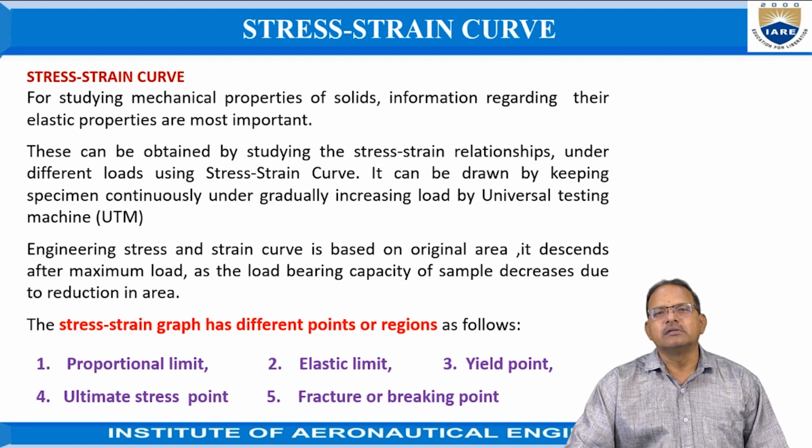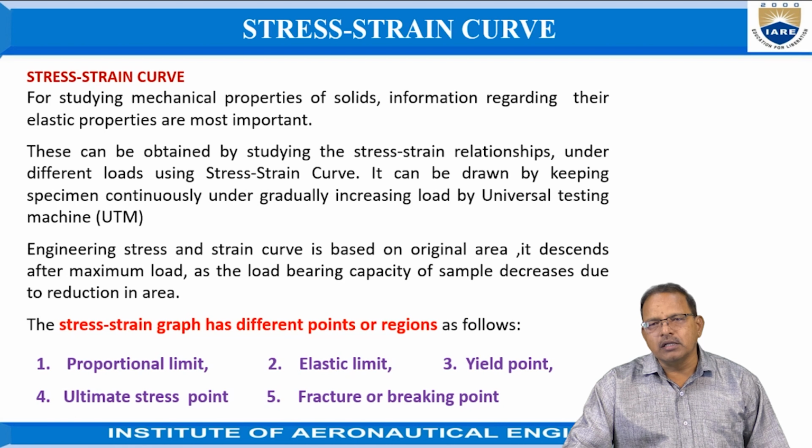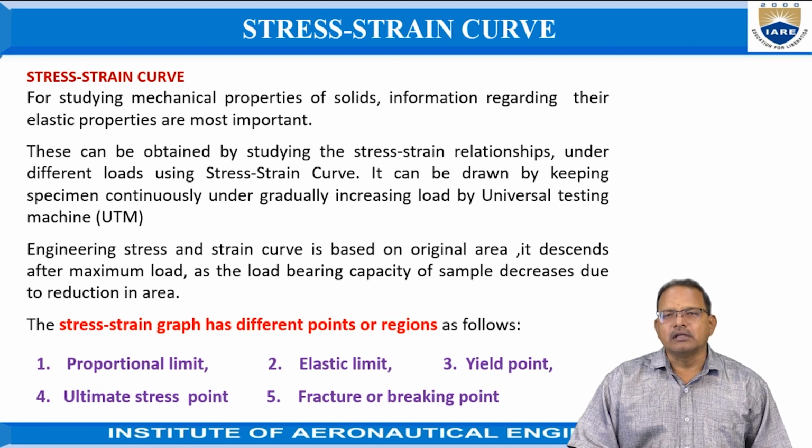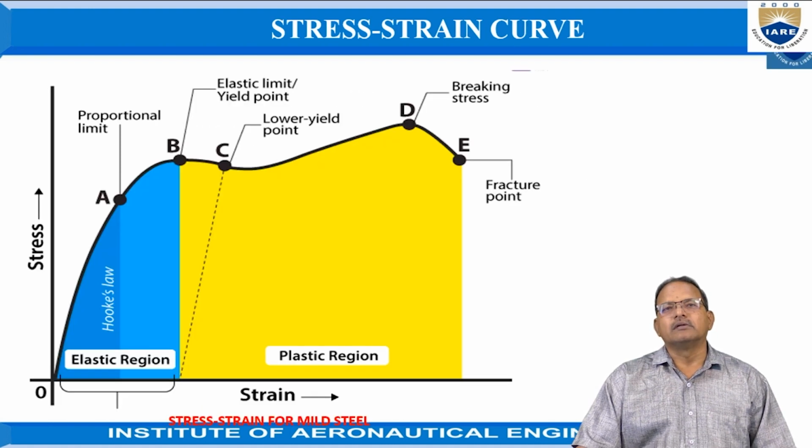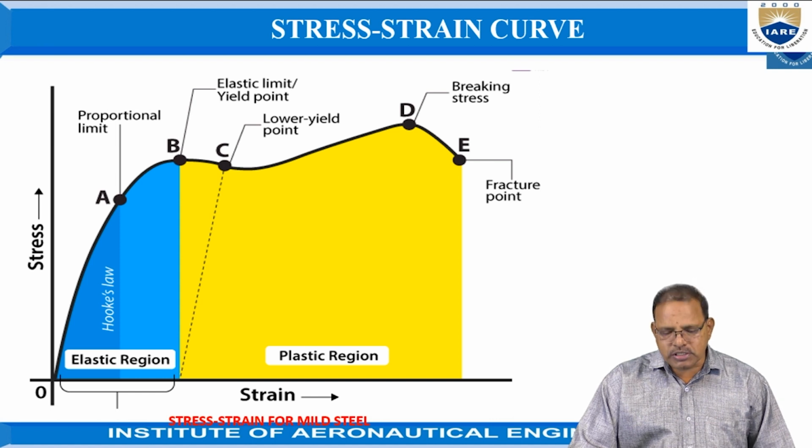The stress-strain graph has different points as well as regions. Each part has important significance for the designing of a product. These are the proportional limit, elastic limit, yield point, ultimate stress point, and fracture or breaking point. Here this graph represents the stress-strain curve for mild steel.